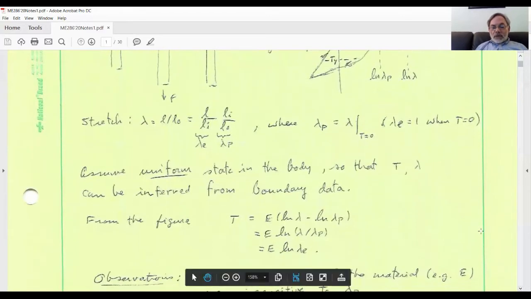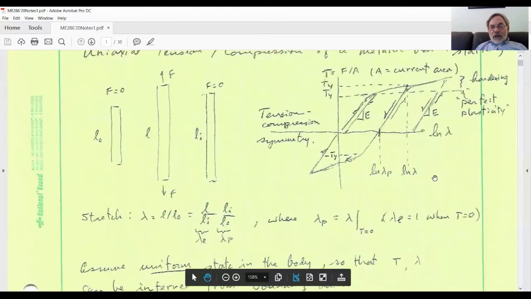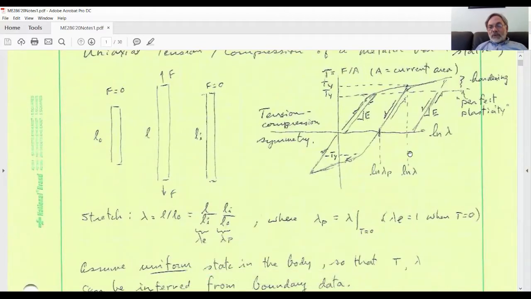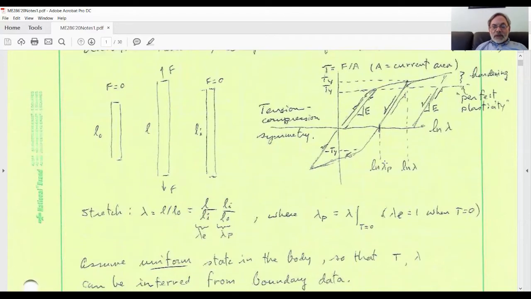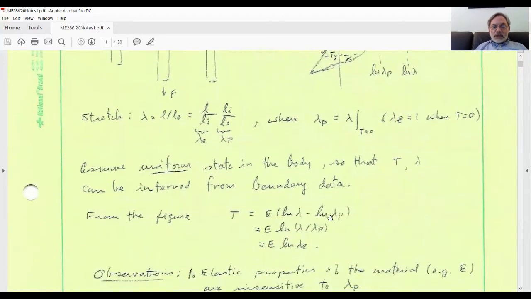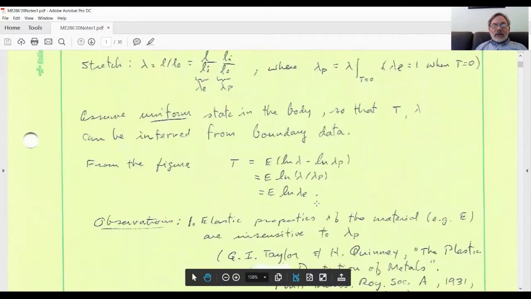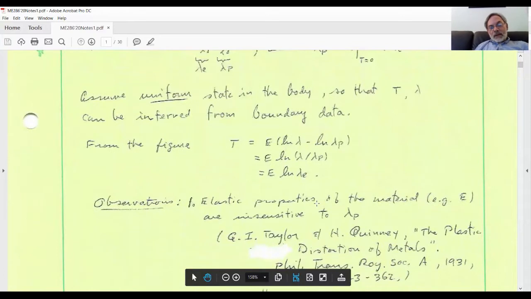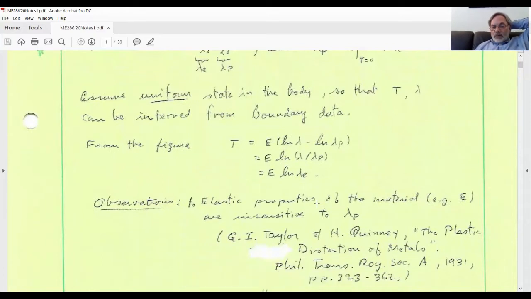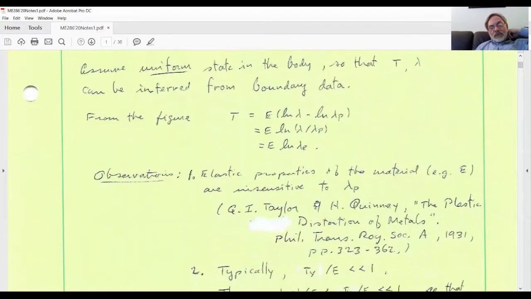Okay, so from this diagram, the stress, let's say this value here, is the Young's modulus times this difference, natural log lambda minus natural log lambda p, which of course is the natural log of the ratio, which is just natural log lambda sub e, elastic. So this natural log lambda e is the elastic strain. We can recount some of the observations we've made so far.